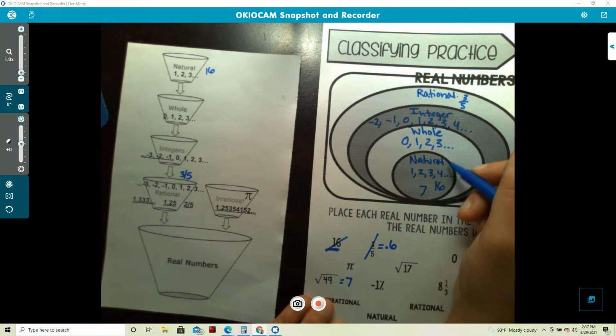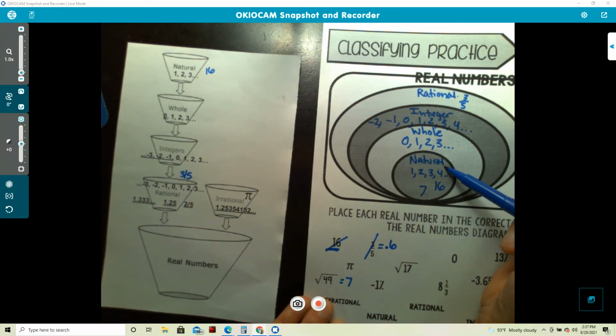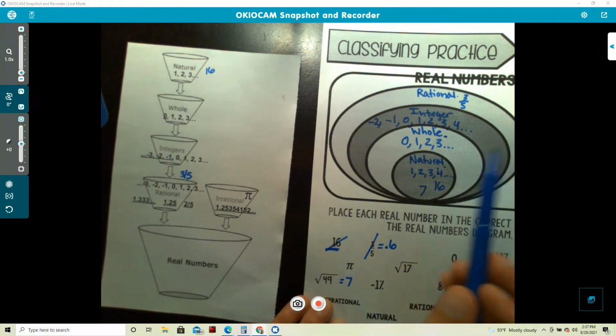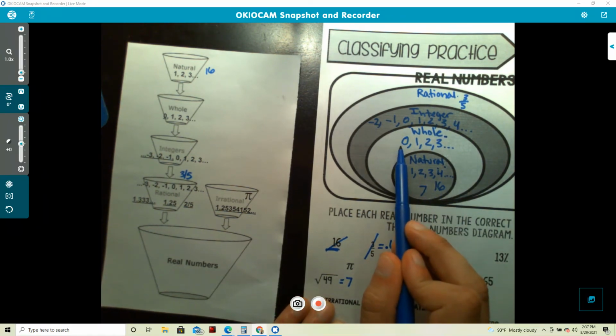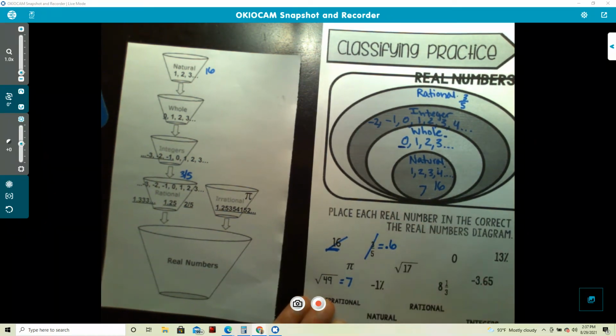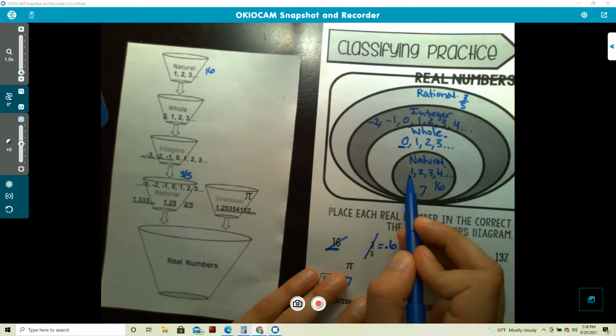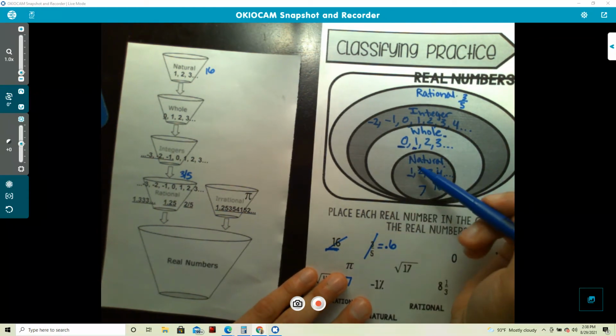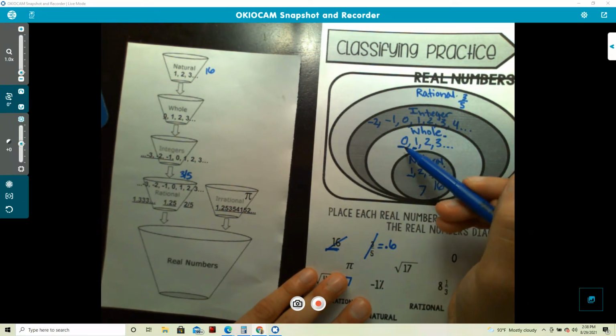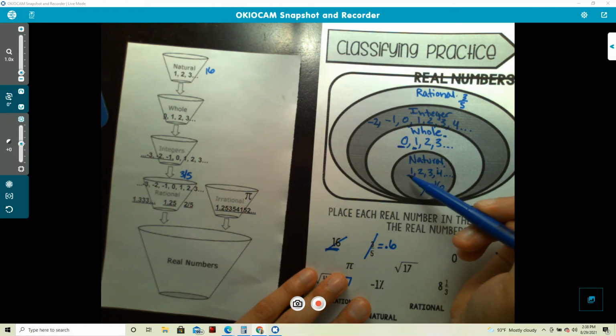So let me just say this one again. All natural numbers are whole numbers, but not all whole numbers are necessarily natural numbers. And a good example is 0. So 0 is where it stops. So notice how 1 and 1 share this bubble, natural and whole, but 0 doesn't, because 0 is not a natural number.